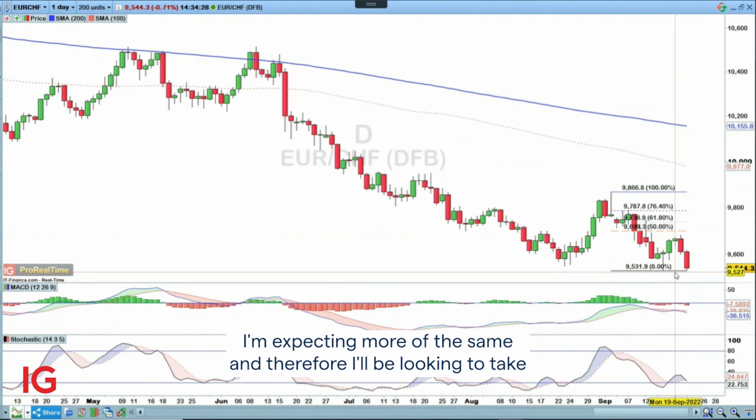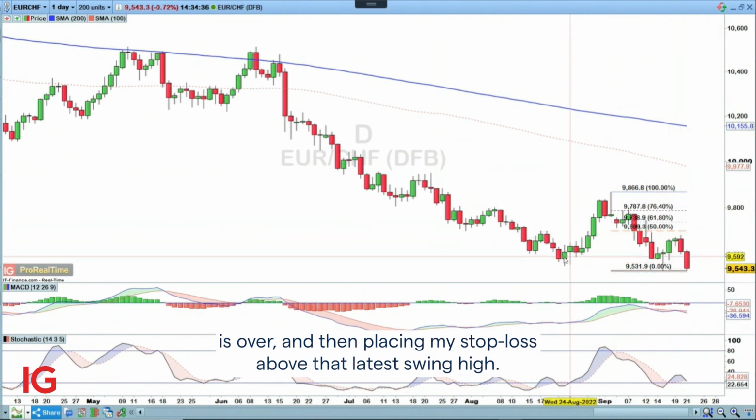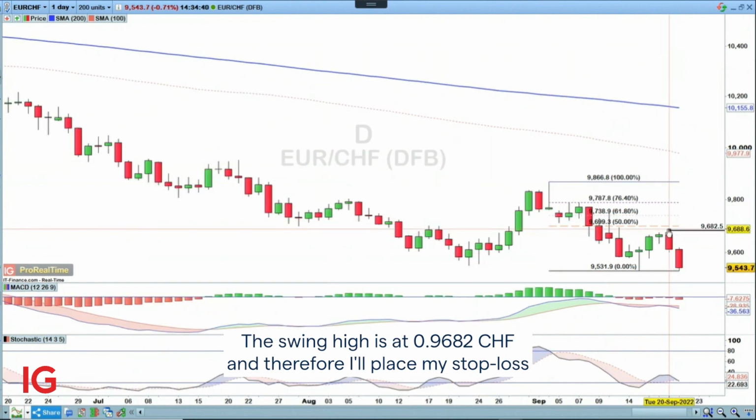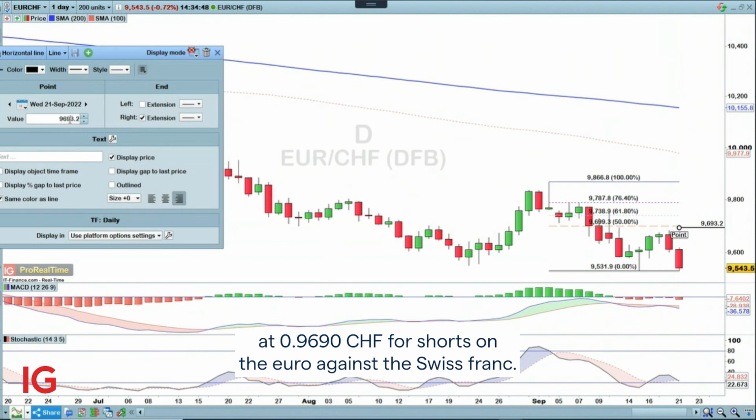I'm expecting more of the same, and therefore I'll be looking to take my trade on the breakthrough of 95.32, so I know that this latest pullback is over, and then placing my stop loss above that latest swing high. The swing high is at 96.82, and therefore I'll place my stop loss at 96.90 for shorts on the euro against the Swiss franc.